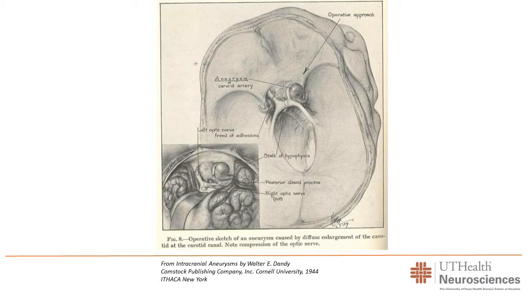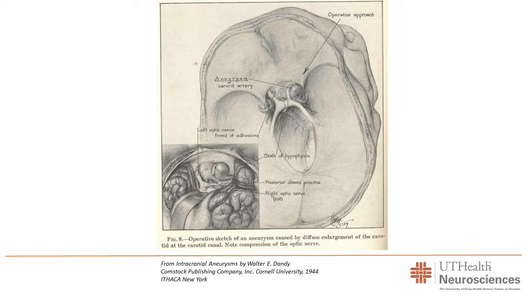So this is a picture I like to show, and it's a sketch done by one of the very first neurosurgeons and a giant named Walter Dandy. And he was one of the first to write a book about aneurysms, which I happen to have a copy of. It was published in 1944. And in it, Dr. Dandy has drawn a schematic of what you might see in surgery. You can see the patient's skull in outline.